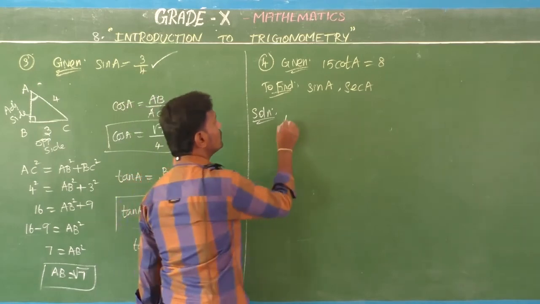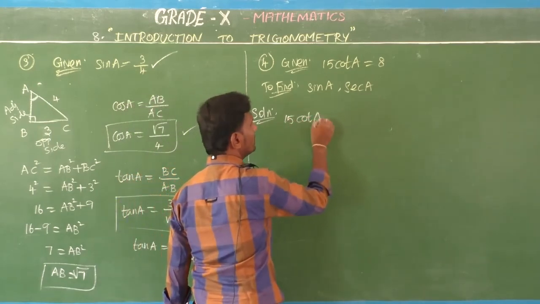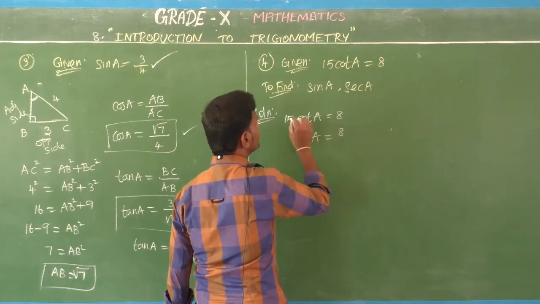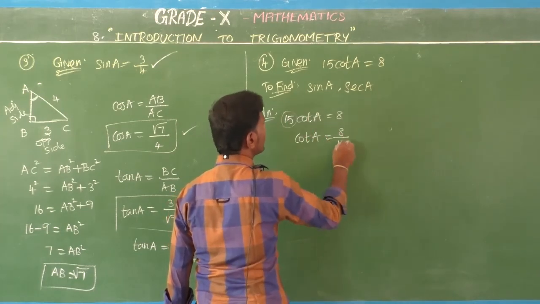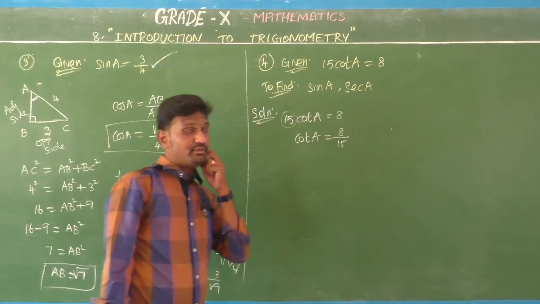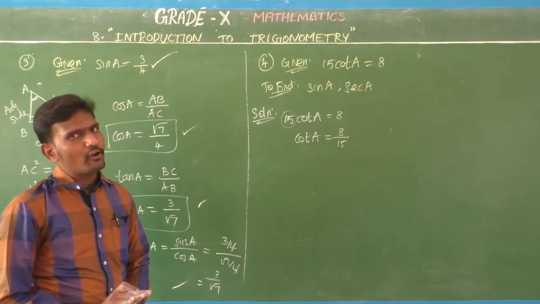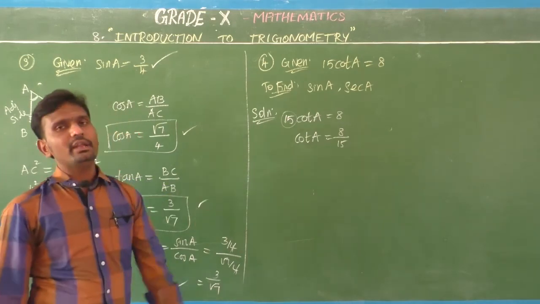Now see, 15 cot A equal to 8. I need only cot A, so the 15 that is multiplying comes to this side and becomes divided by 15. So finally you get one answer, cot A equal to 8 by 15.